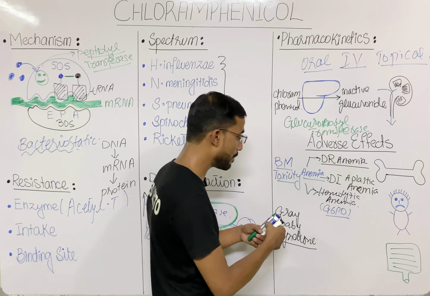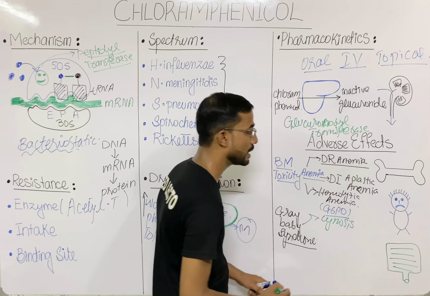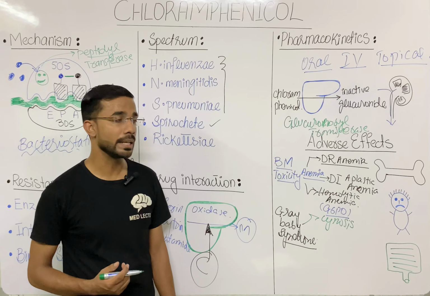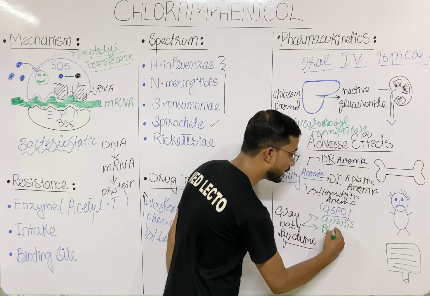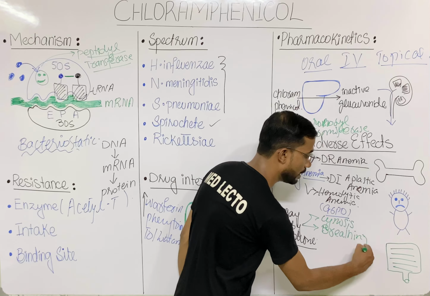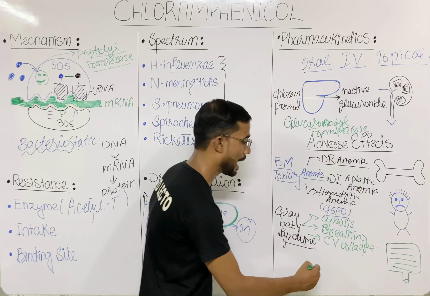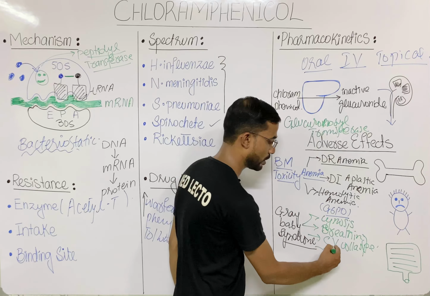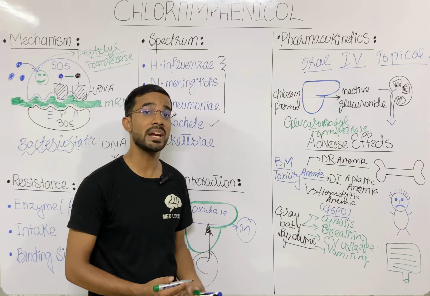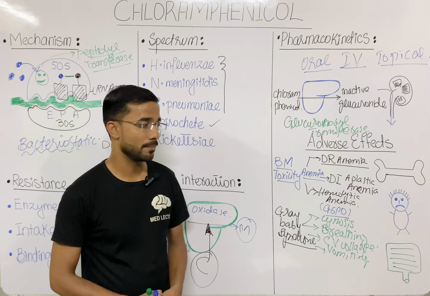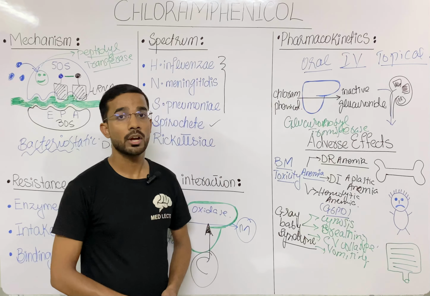So in gray baby syndrome, you will see cyanosis. The skin of the baby will turn gray in color, and that is the cyanosis. You can also see decreased breathing of the infant, and cardiovascular collapse. You can also see vomiting. So here are the different symptoms related to gray baby syndrome, and in severe cases you can also see death. So gray baby syndrome is important related to chloramphenicol.